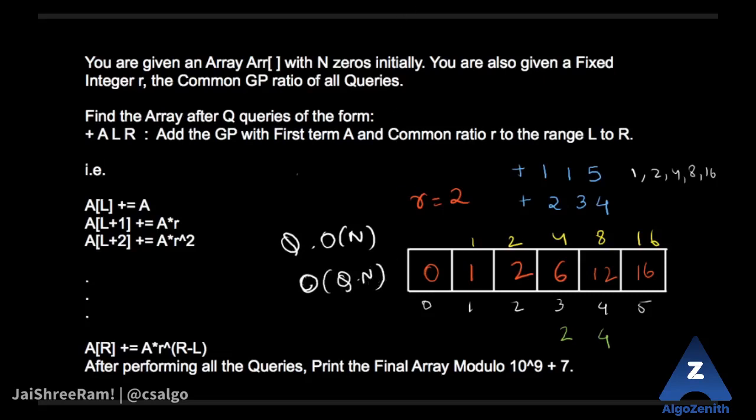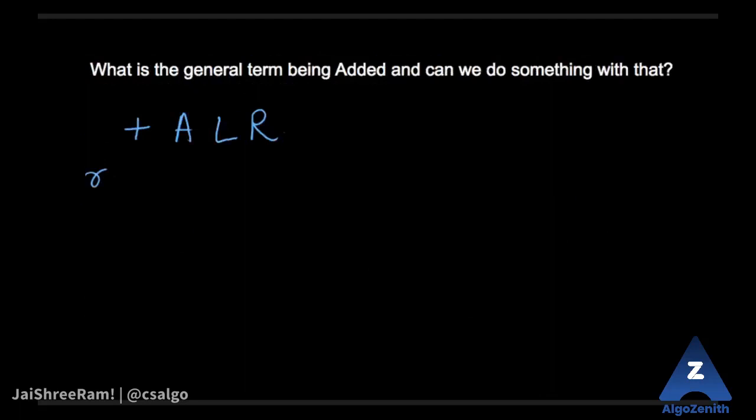Now how do we do it better than q times n? So a general strategy for these types of problems could be, first of all, trying to identify what is the general term that you have, and then try to decompose it. So that's what we have been doing till now, right?